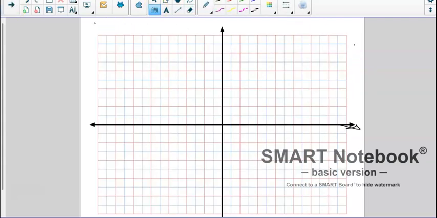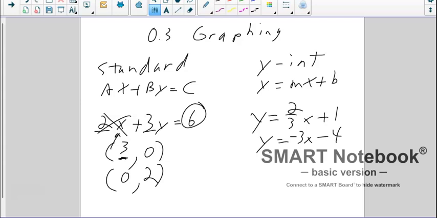Let's go back to slope-intercept form. With slope-intercept form, you simply identify the slope and the y-intercept. This is the y-intercept. Okay? So let's look at that first one, 2/3 x plus 1.